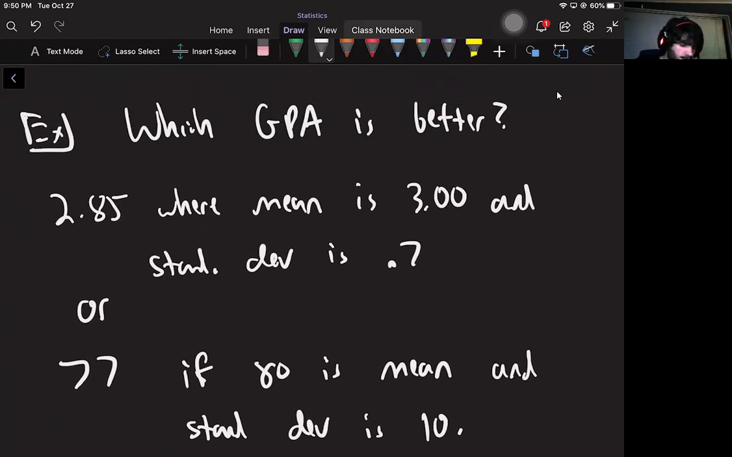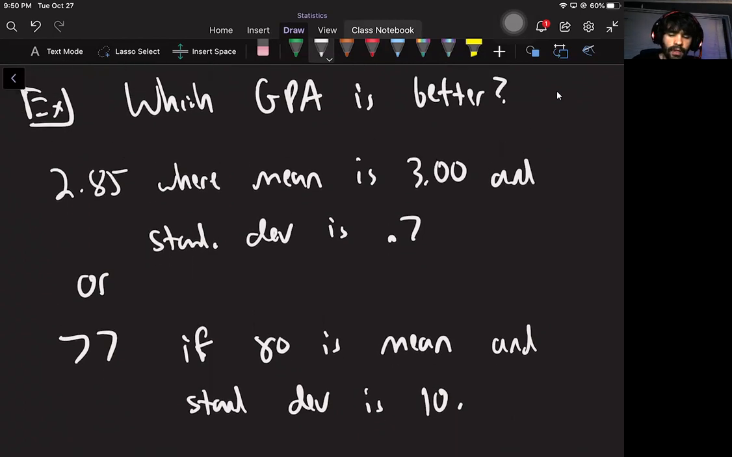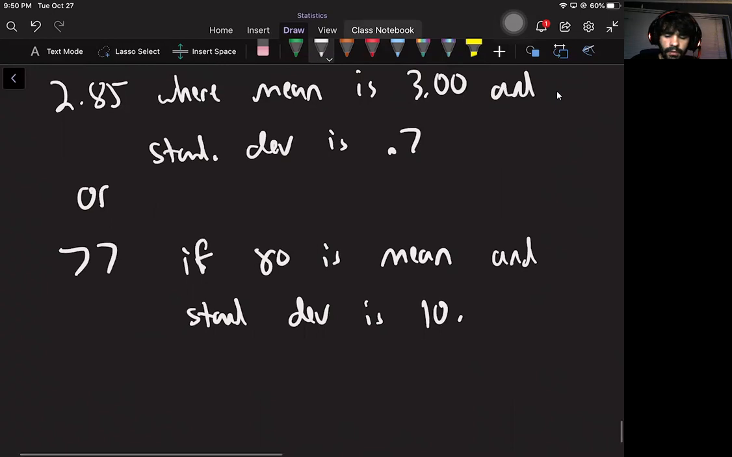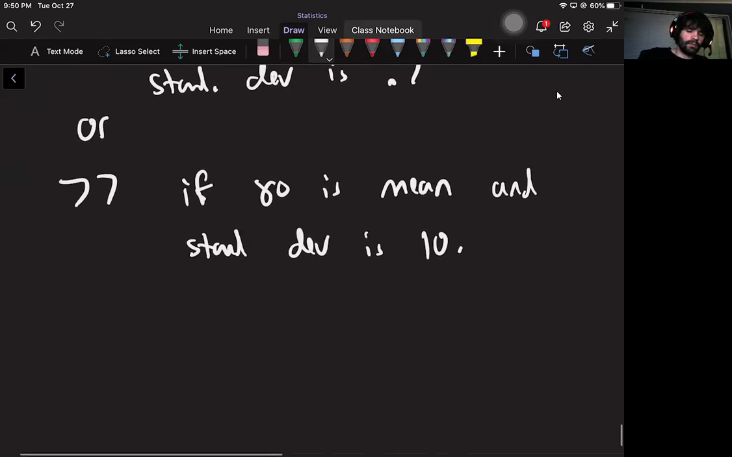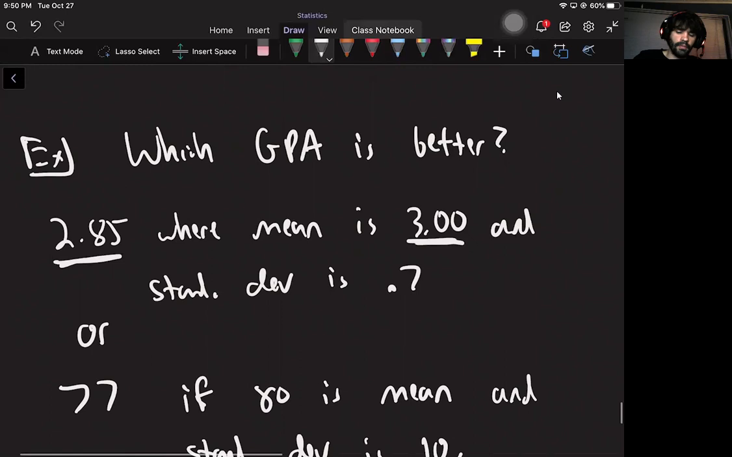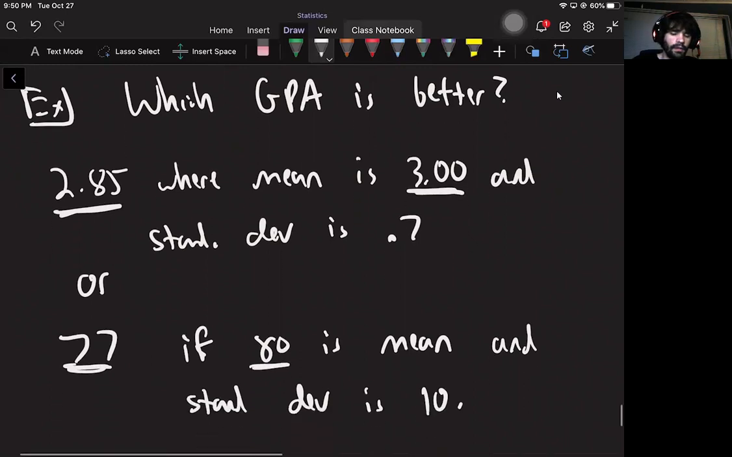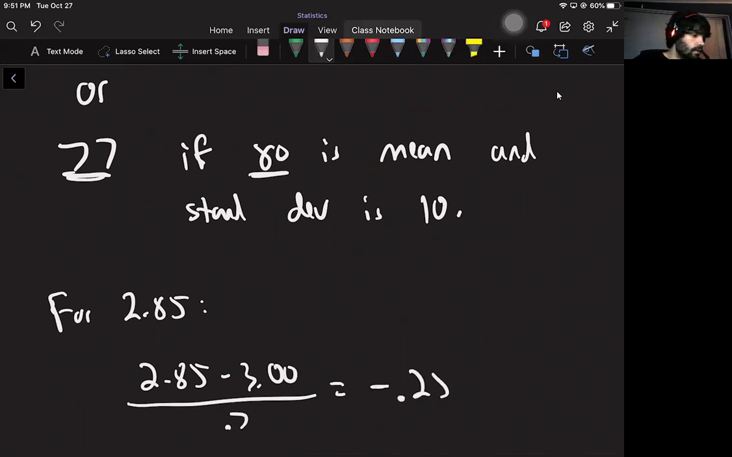Schools do have to think about this when they're accepting students. It's very important to think in terms of relative terms, how strong a GPA is. Okay, so we'll just calculate the two Z-scores. For 2.85, they should both be negative, right? Because they're both to the left of their corresponding means: 77, 80, 2.85, and 3. If I do this, divide that by 0.7, bust out a calculator so you don't have to do annoying arithmetic, whoops, should be a 0.21.